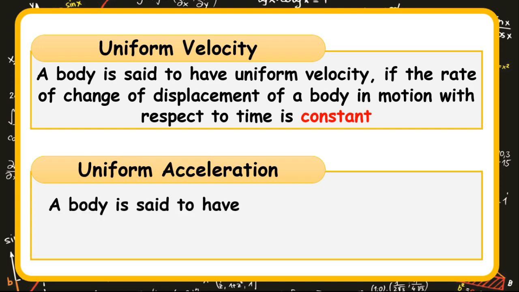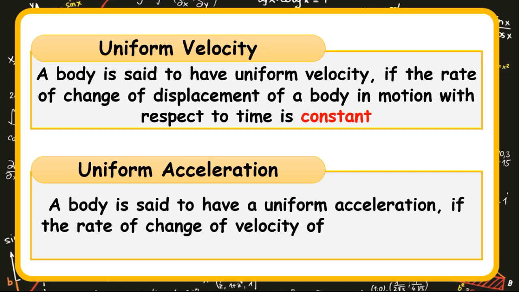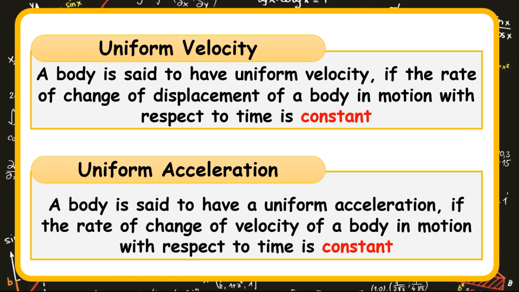And for the uniform acceleration, that is changing velocity over time for acceleration. You can also describe a body to have a uniform acceleration on condition that the rate of change of velocity of the body in motion with respect to time is also constant. That means that as you move from an initial stage to a final stage, it is having a uniform acceleration. It is constant throughout. And we say uniform.